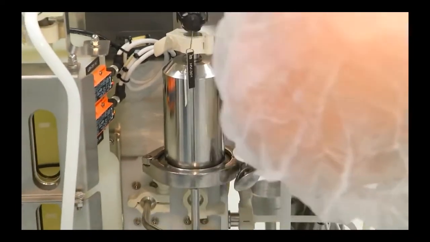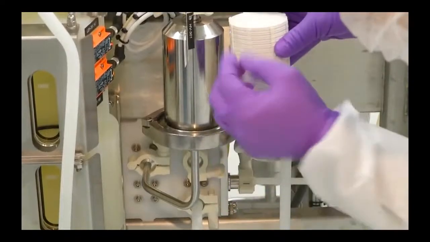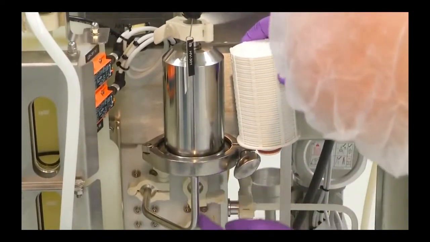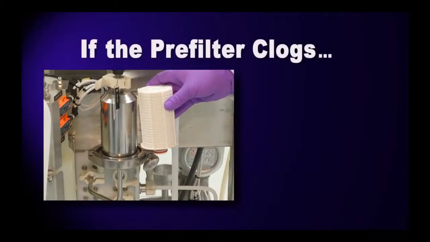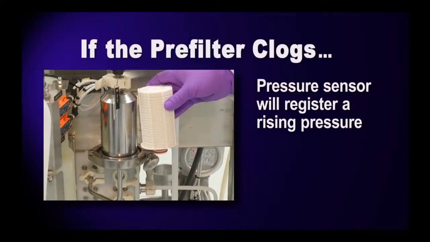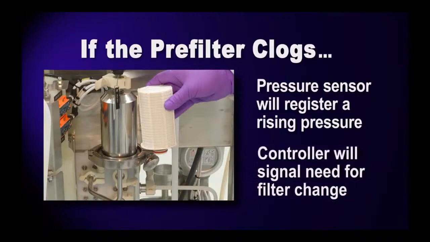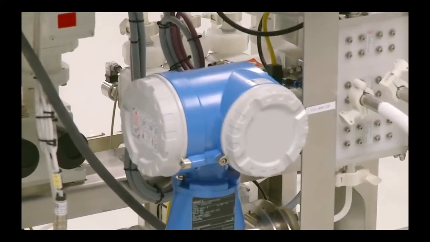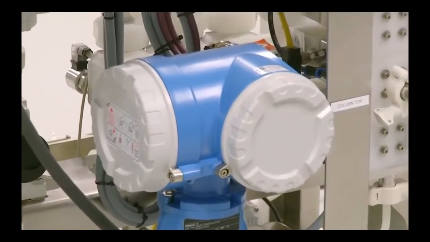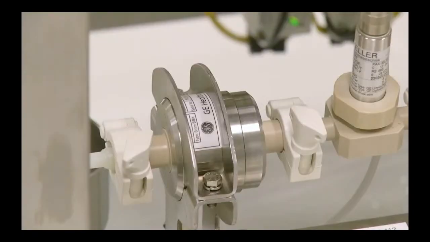The pre-filter removes any residual cell debris or other particulates that may have contaminated the solution. If the pre-filter begins to clog, the pressure sensor at the inlet side of the filter will register a rising pressure, and the controller will signal the need for a filter change. After pre-filtering and before the column, the lysate passes through a flow meter and an air sensor.